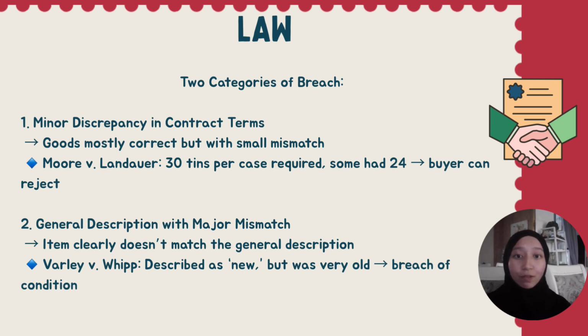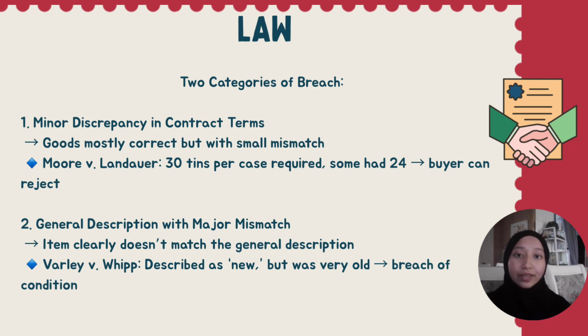The first category involves a minor discrepancy in the contract terms, where the goods are mostly correct but with a small mismatch. An example is the case of Moore vs. Landor, where the contract was for 3,100 cases of fruit with 30 tins each. But some cases had only 24 tins, even though the total number of tins was correct. The court said that the buyer had the right to reject the goods because they didn't match the description.